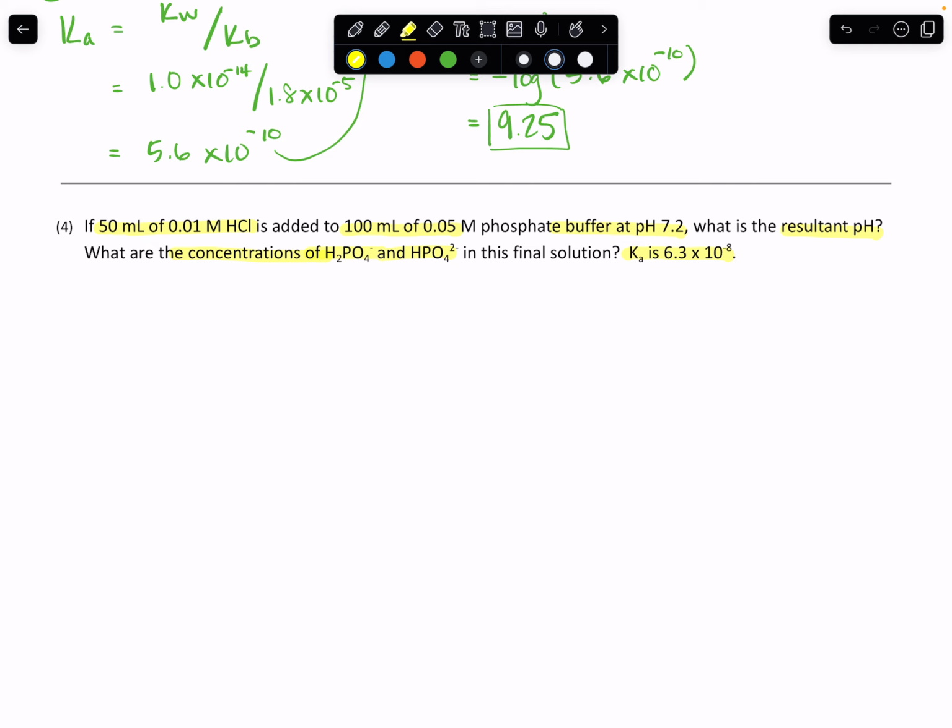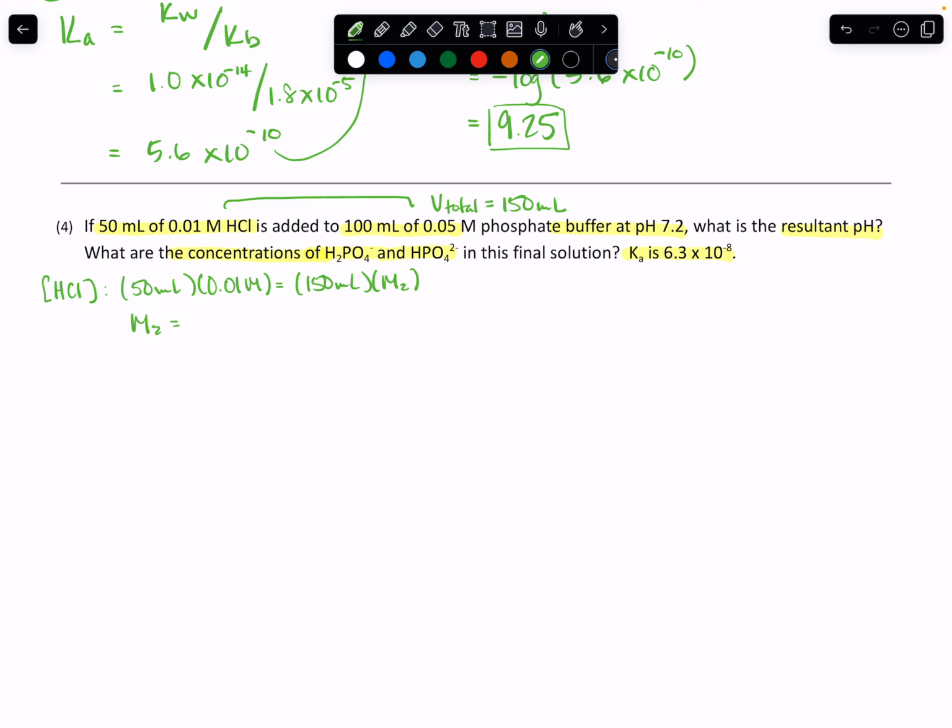Okay, so we again have a dilution issue, which I'm going to start with. We're going to have a V total once these two solutions are added of 150 milliliters. So that means the concentration of HCl is going to be 50 milliliters times 0.01 molar equal to 150 milliliters times that dilute molarity. So the dilute molarity for HCl is going to be 0.0033 molar. So that's my HCl, which means that's my H plus.